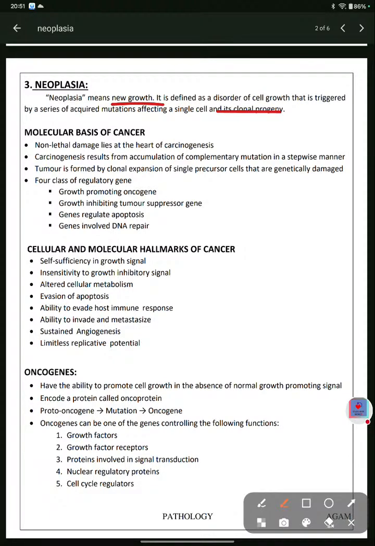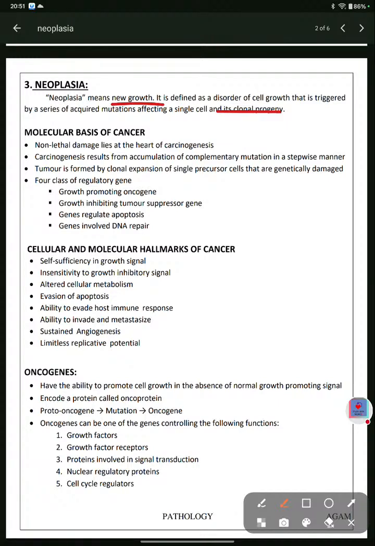Okay, so neoplasia is a new growth defined as a disorder of cell growth that is triggered by a series of acquired mutations affecting signals. So here the cell growth persists even after removal of the signal which is causing it. So a tumor is a mass of tissue formed as a result of abnormal, excessive, uncoordinated, autonomous, and purposeless proliferation of cells, even after removal of the growth stimulus which caused it. Okay, that is the exact definition.